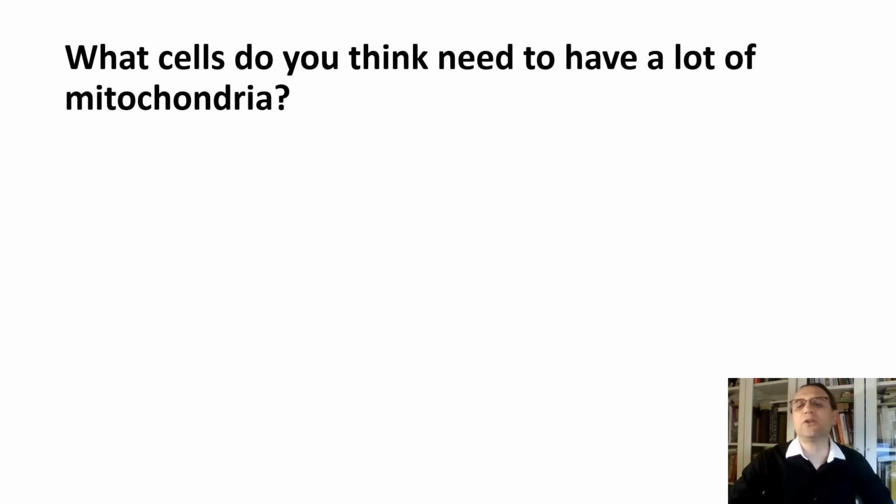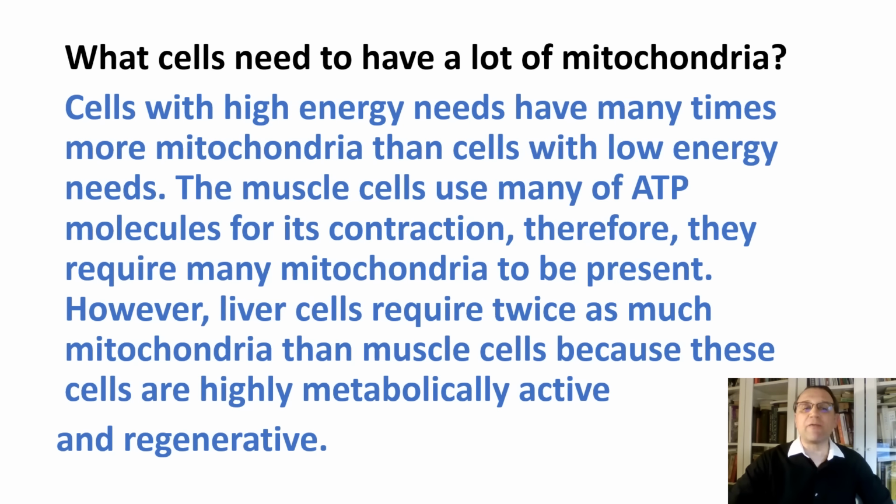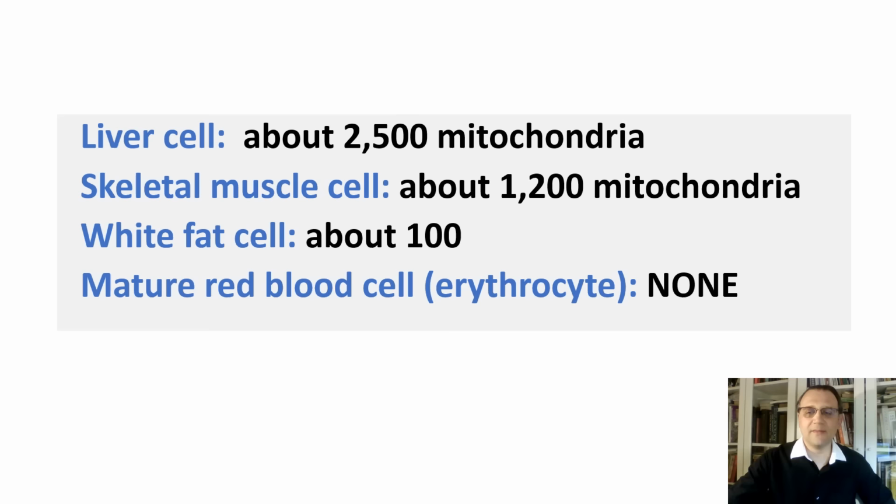What cells do you think need to have many mitochondria? Cells with high energy needs have many times more mitochondria than cells with low energy needs. Muscle cells use many ATP molecules for contraction. Therefore, they require many mitochondria to be present. However, liver cells require twice as many mitochondria as muscle cells because these cells are highly metabolically active and regenerative. ATP molecules are like money for the cells. The more ATP a cell has, the more things it can do. Think of a mature red blood cell.